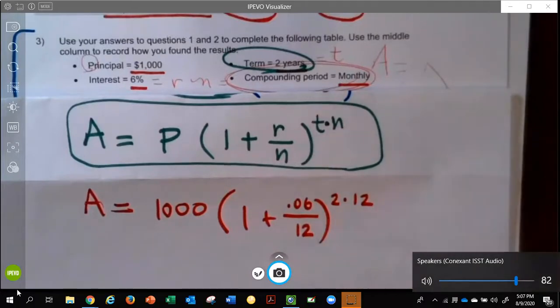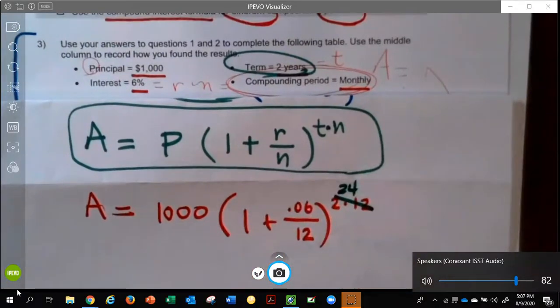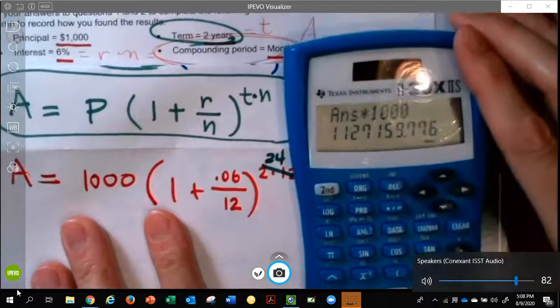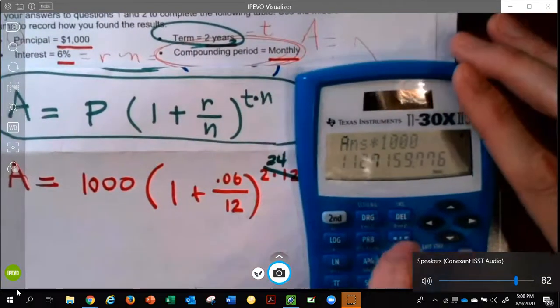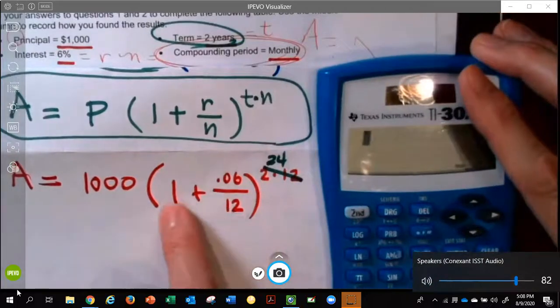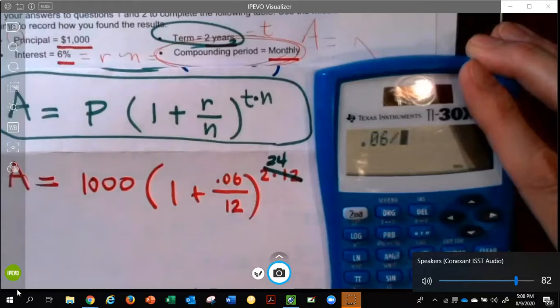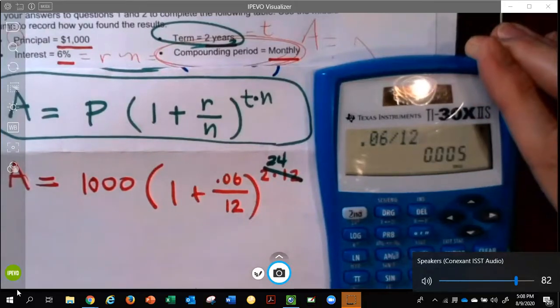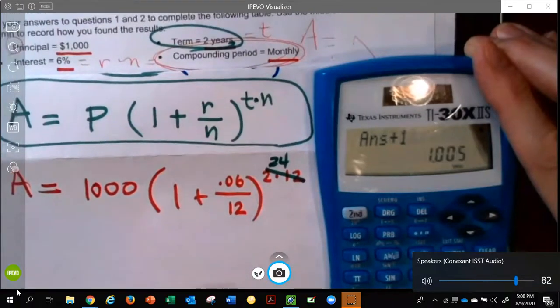So one thing I like to do when I'm solving it, I'll go ahead and multiply these two and call it a 24, and that saves my keystrokes. Another thing I like to do is go backwards. In other words, I start from the inside, clear, clear, clear. I start from the inside and go out. So I'm going to start right here with 0.06 and divide it by 12, equals. I'm going to add in my 1, and hit equals.